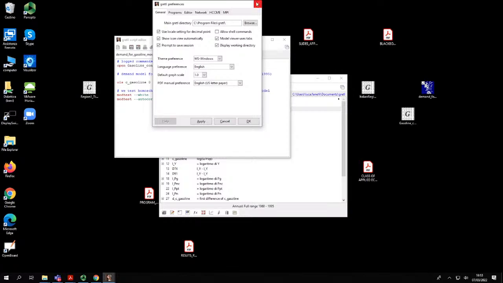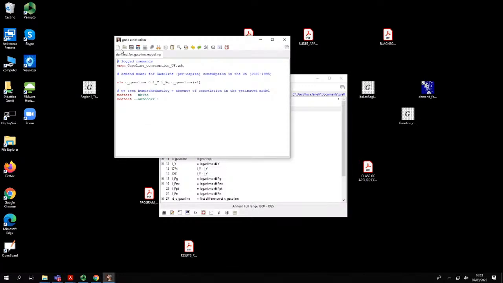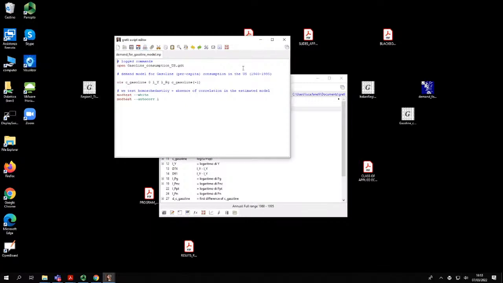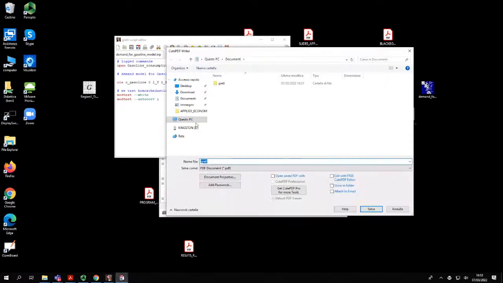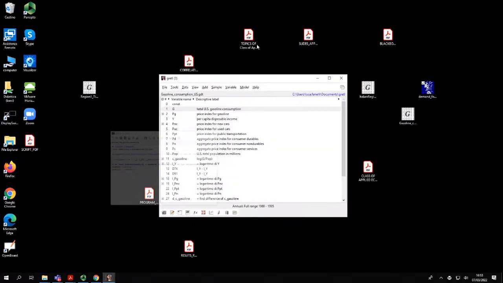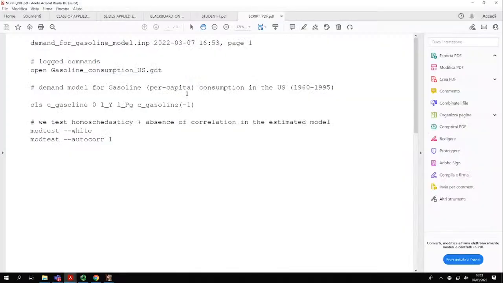Anyway, what I can do is the following. Maybe I print it to a PDF file, if I can do that. Okay, I save the PDF here on the desktop. Probably I can solve it this way. Script, PDF. Okay, now this is what I do in this slide, in this data set.